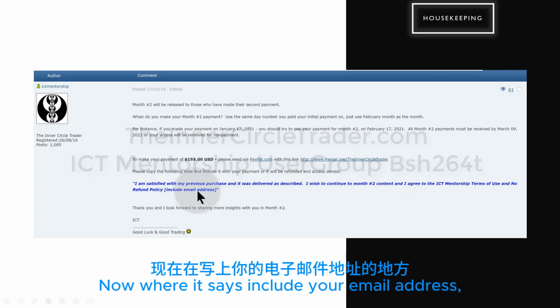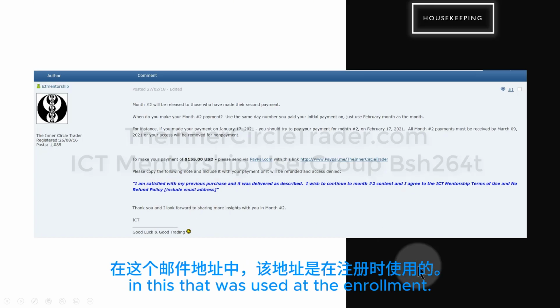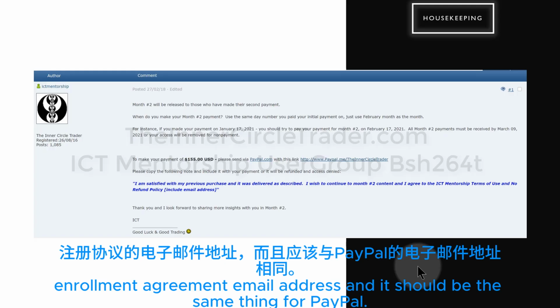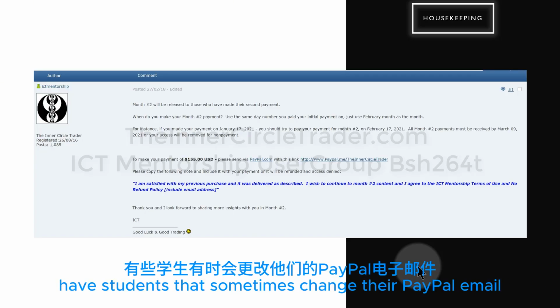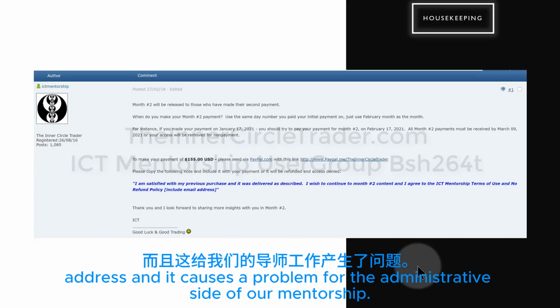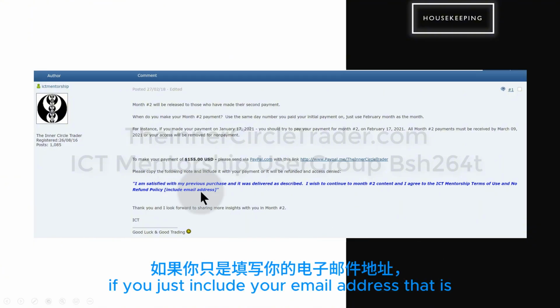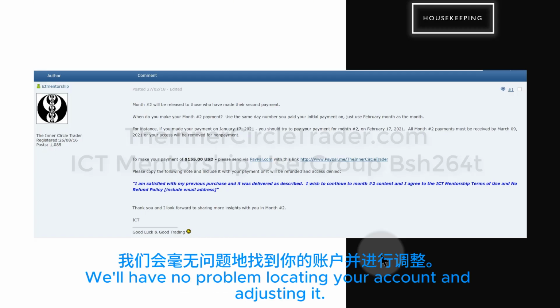Now where it says include your email address, I'm asking you to put the email address that was used at the enrollment. Okay, so it's the enrollment agreement email address, and it should be the same thing for PayPal. Throughout the year, we have students that sometimes change their PayPal email address, and it causes a problem for the administrative side of our mentorship. To help alleviate some of that, if you just include your email address that is associated with your enrollment agreement, we never have a problem. We'll have no problem locating your account and adjusting it.